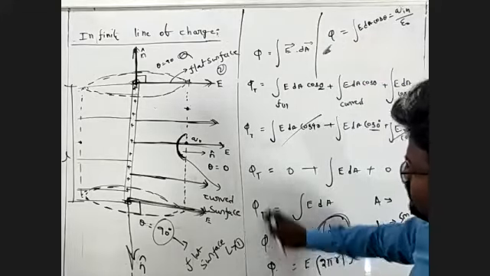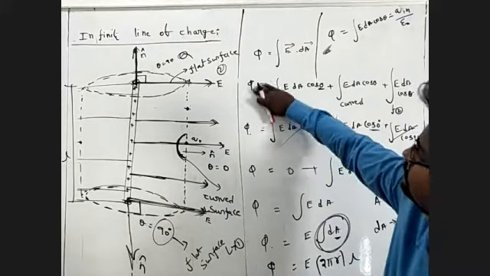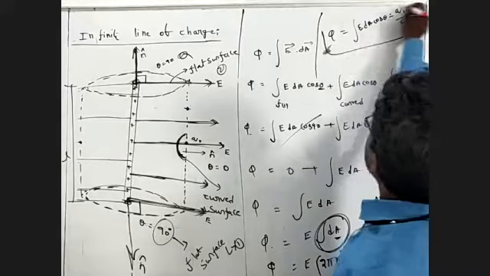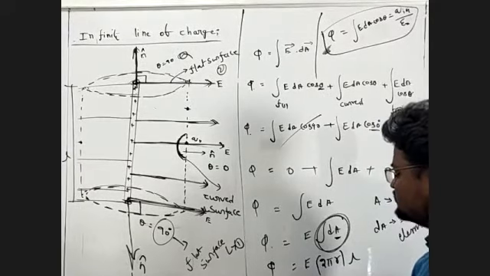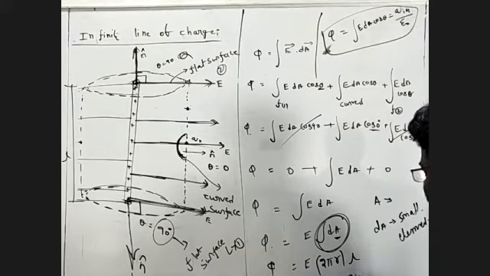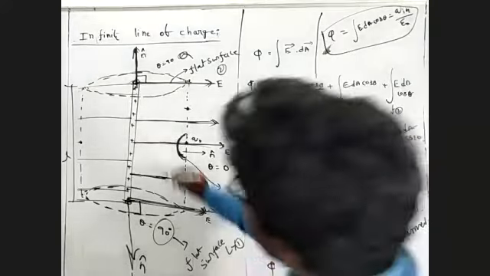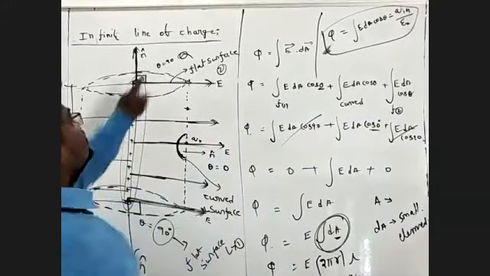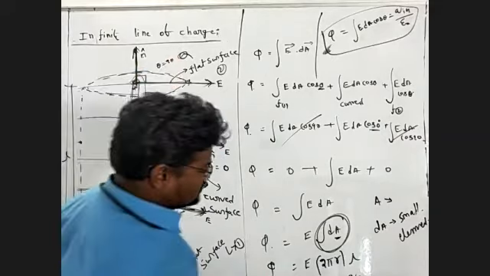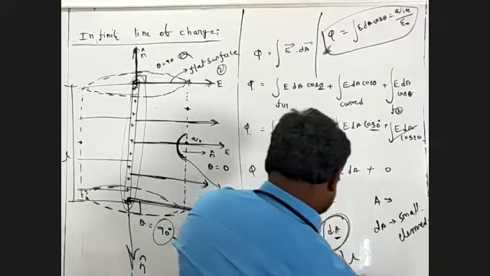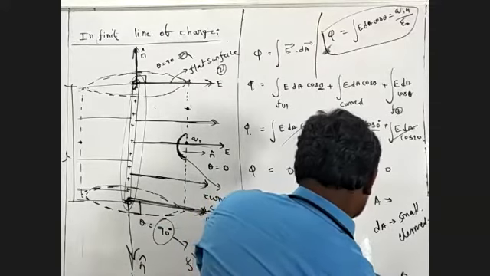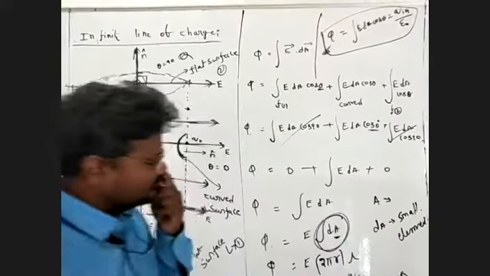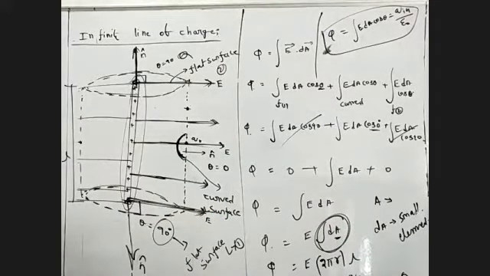Now you take the total flux formula and Q in. So E into 2 pi r L is equal to Q in by epsilon naught. What is Q in? It is the charge enclosed, capital Q. So E is equal to capital Q by 2 pi epsilon naught r L.